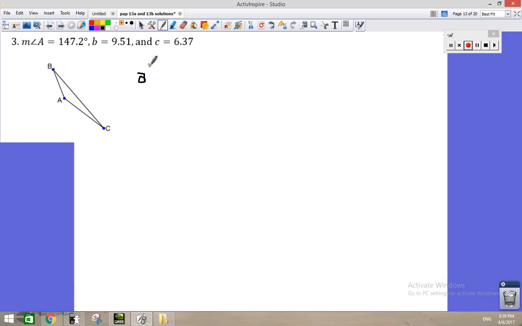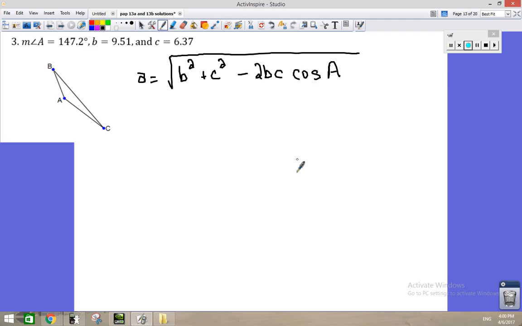So I go to my reference sheet and I know that A squared is equal to B squared plus C squared minus 2 times B times C times the cosine of angle A. And since I'm wanting A and not A squared, I'll take the square root of each side. So that now I'm ready to substitute in and use my calculator and get this length for you.